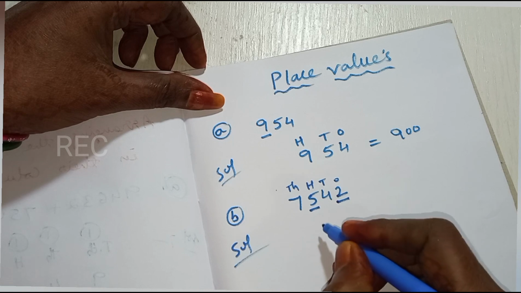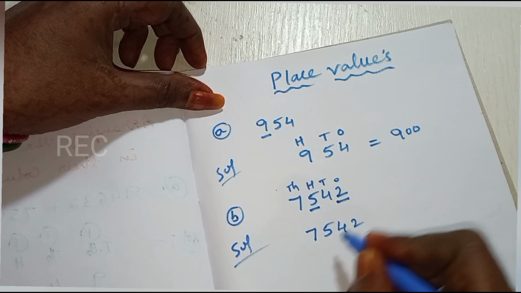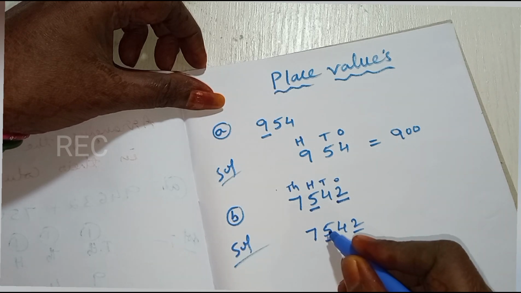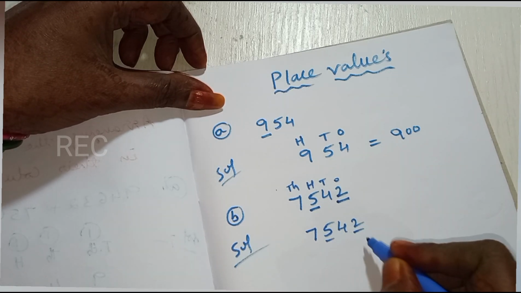So again you write down the same digits. The numbers which are underlined, those we have to write in their place values.